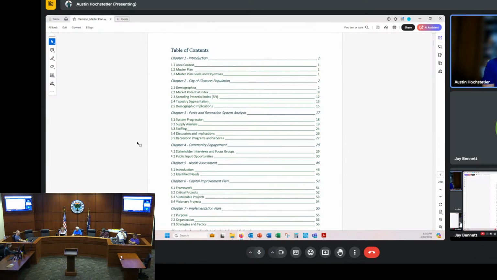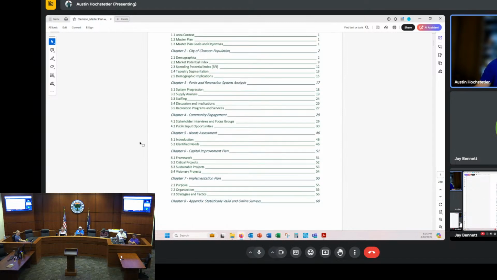Chapter 5 is a culmination of all those previous chapters, and it's basically the needs assessment. It's, hey, based on all this information that we gathered and analyzed, these were the needs that are starting to show themselves for Parks and Recreation Services in Clemson. And then chapter 6 is kind of the built environment aspect of all those needs. So we're presenting a capital improvement plan, and this plan sets up a framework for that.